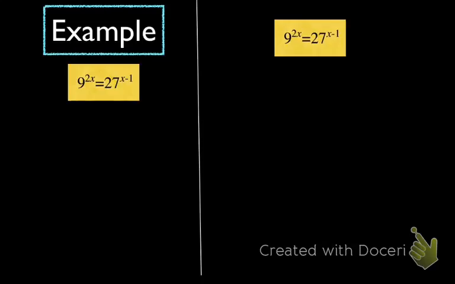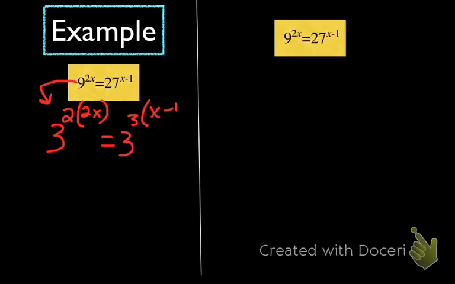How do I make 9 and 27 have the same base? What base should I use? How about 3? So let's make 9, instead of being 9, let's make it 3 squared. Alright, so I'm just substituting in place of 9, I'm putting 3 squared. And then don't forget, we're multiplying by 2x. 27 is what with a base 3? 3 raised to the third power, right? But don't forget, I've got this x minus 1 up here.